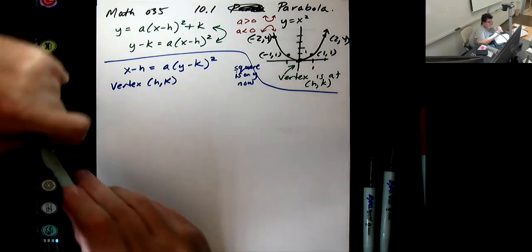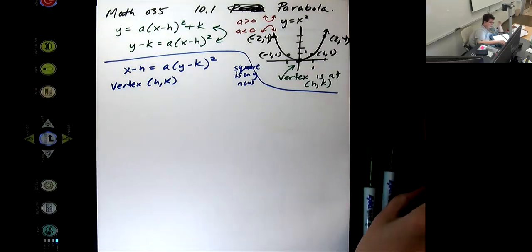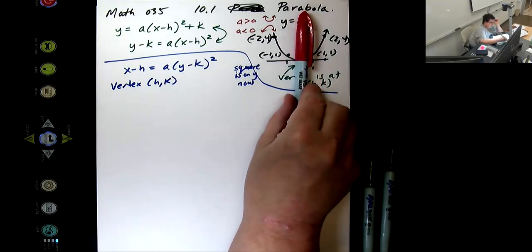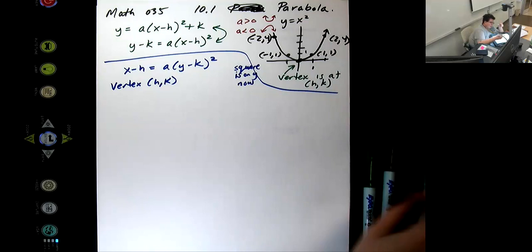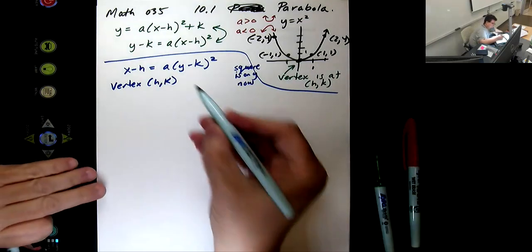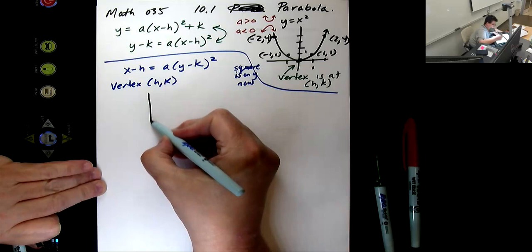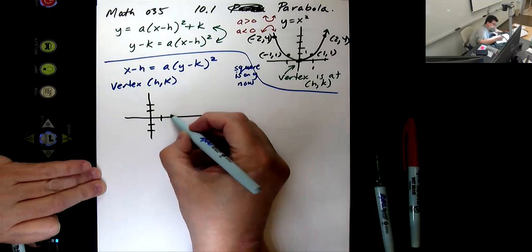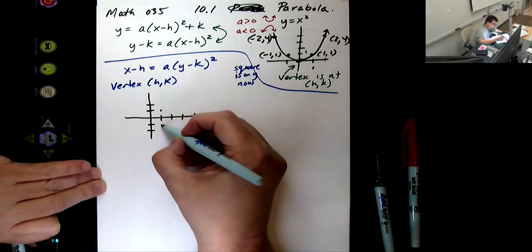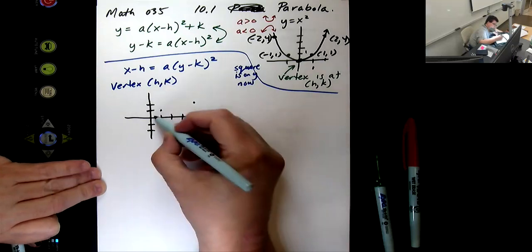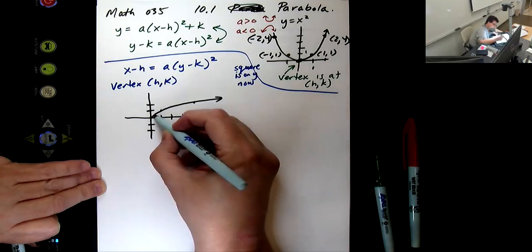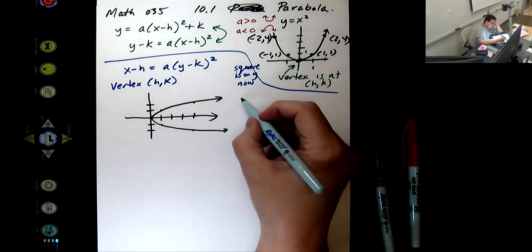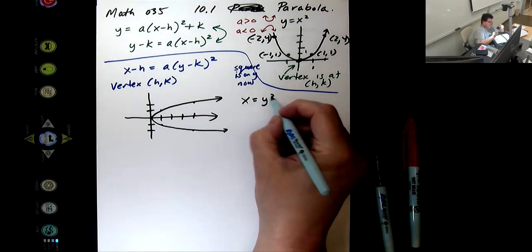But since y is squared and not x, when x was squared, we opened upwards in the positive y direction. When y is squared, we open in the positive x direction. It goes to the right. That is x equals y squared.